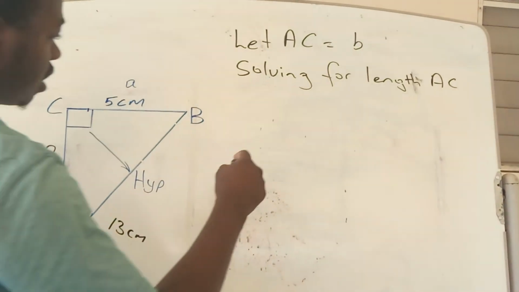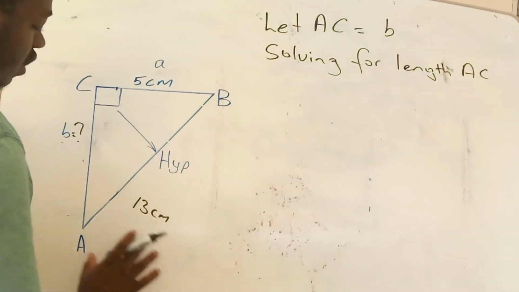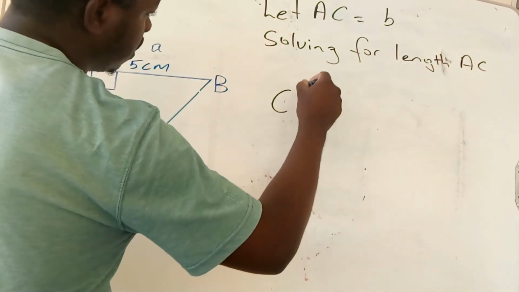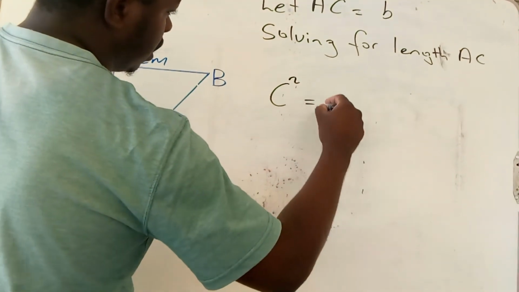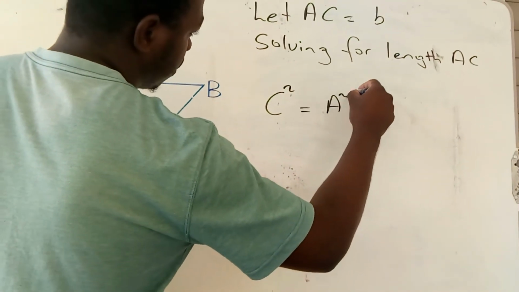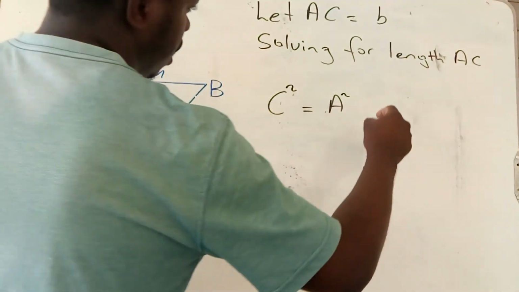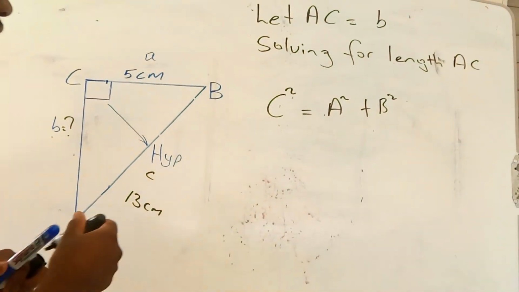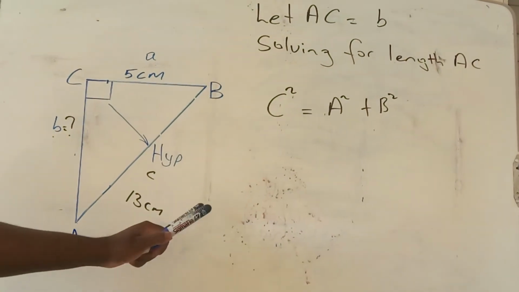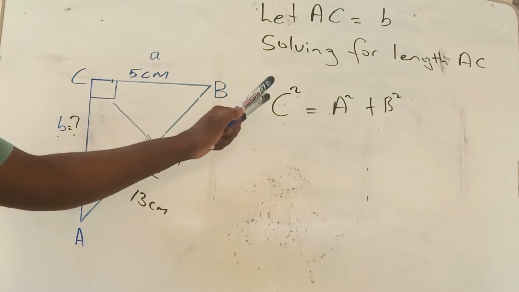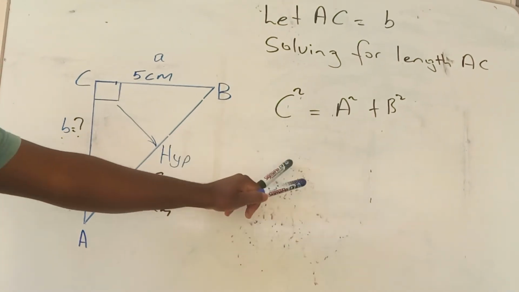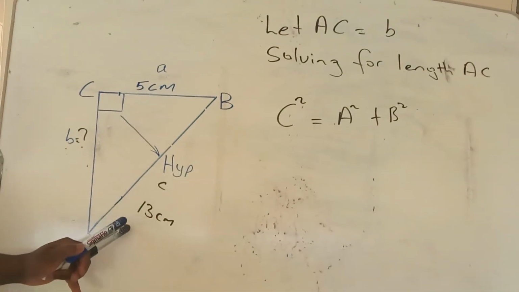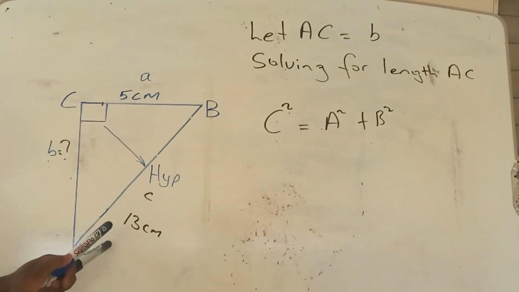The theory says the hypotenuse squared, which in this case is C, so C squared is equal to A squared plus B squared. That's basically it. That's a representation of it. And this is saying that the hypotenuse squared is equal to the sum of the squares of the other two sides. Now, we know the hypotenuse in this case.